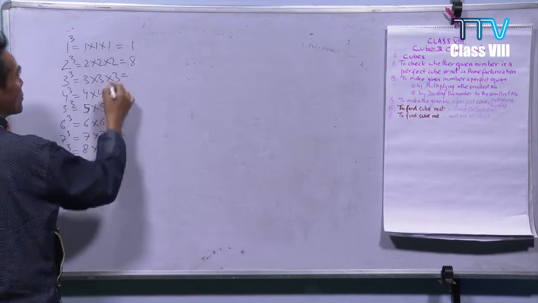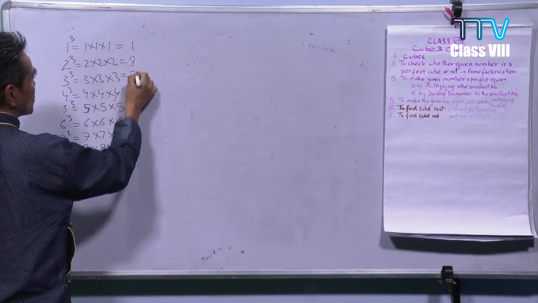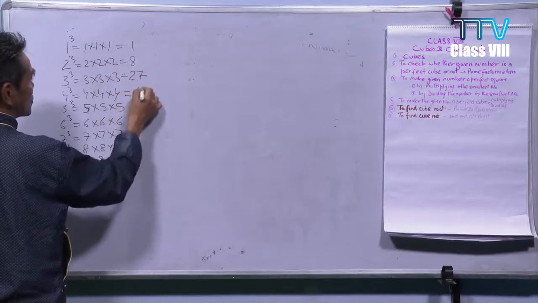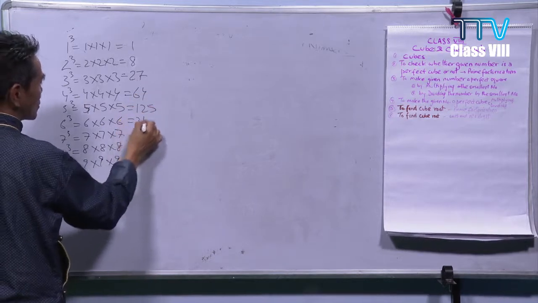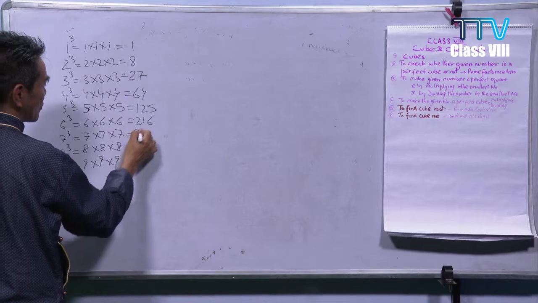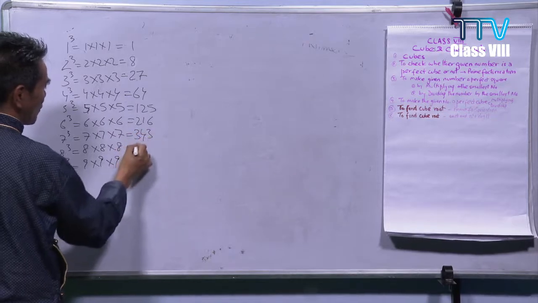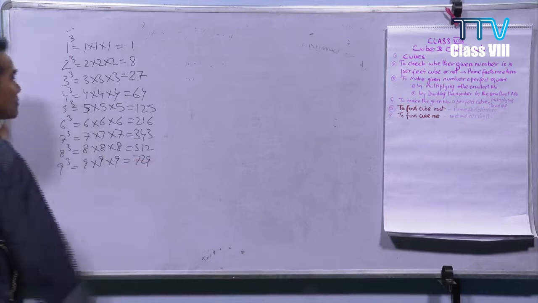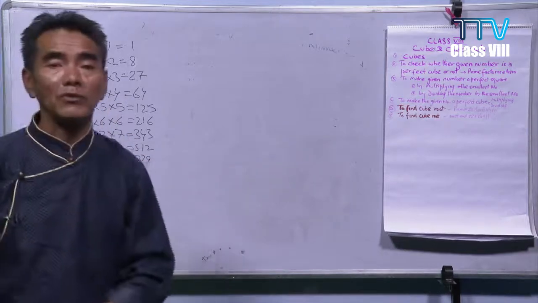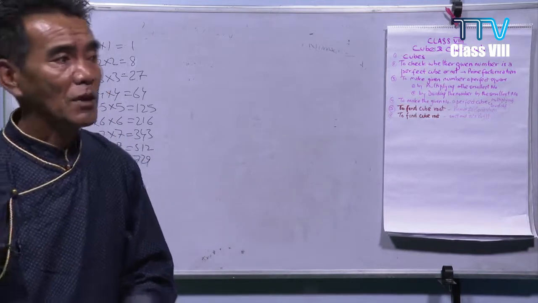Cube of 3, 3 multiplied by 3 multiplied by 3, is 27. And cube of 4 is 64. Cube of 5, 125. And cube of 6, 216. And cube of 7, 343. And cube of 8, 512. And cube of 9, 729. These are the first 9 natural number perfect cubes.